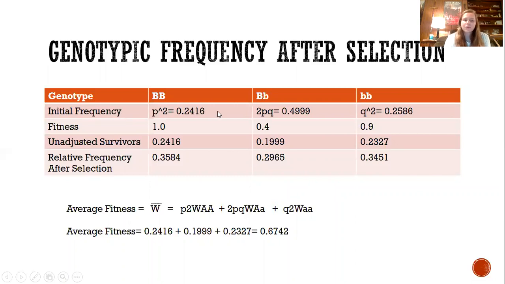We'll take the initial frequency times the fitness for each genotype, giving us the unadjusted survivors. To adjust this to the population, we'll add that number and divide each of them by the total, which is given down here as 0.6742, giving us the relative frequency after selection.